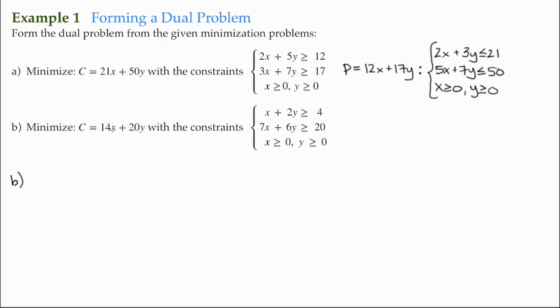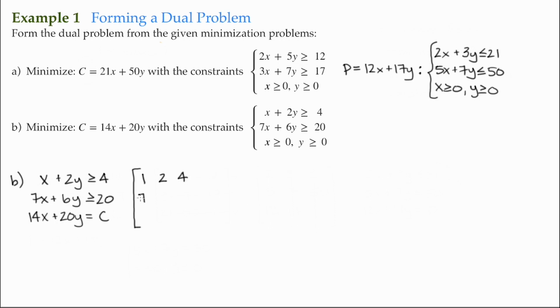We'll go ahead and write out the constraints with the objective function. x plus 2y is greater than or equal to 4. 7x plus 6y is greater than or equal to 20. And then 14x plus 20y, that's equal to c. We then take this and write it as a matrix. We'll have 1, 2, 4, 7, 6, and 20, 14, 20, and 1, and then we can close off the matrix.